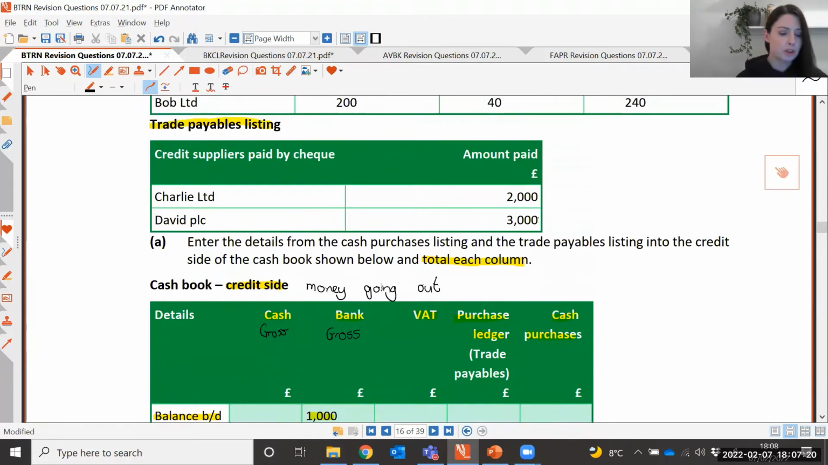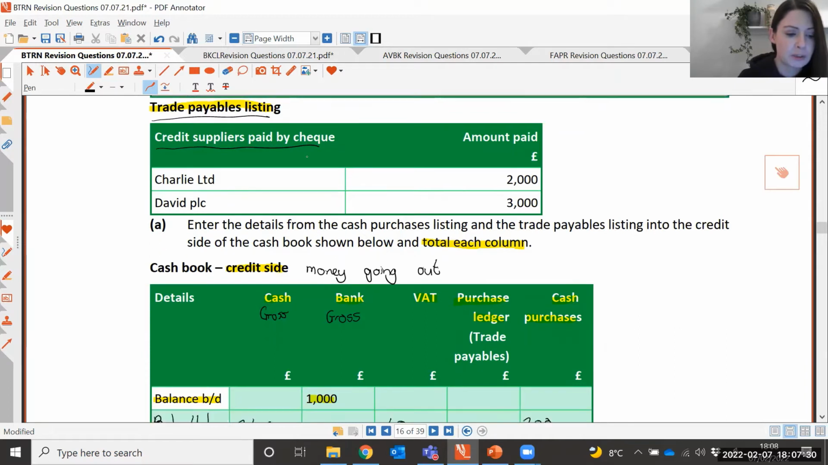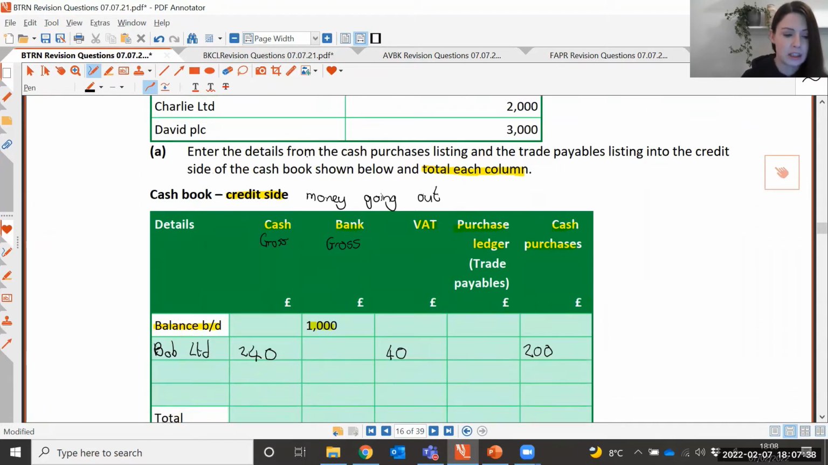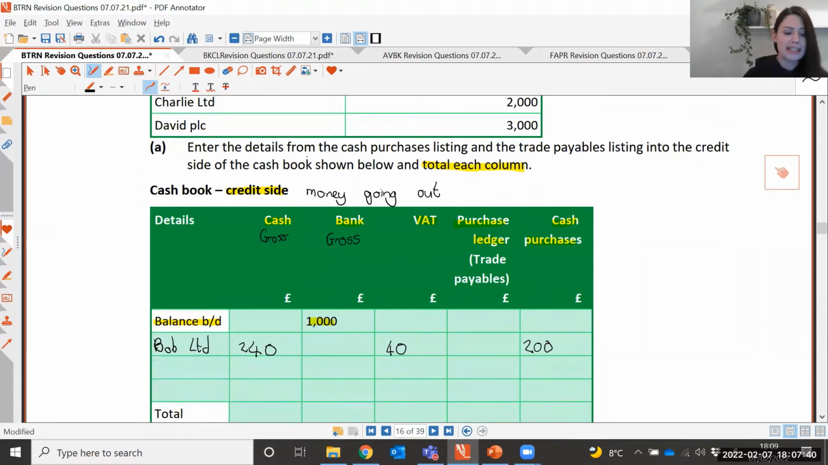Okay, so next we've got the trade payables listings. So these are our credit suppliers that have paid us by cheque. So first of all, we've got Charlie Limited. They paid us £2,000. Then we've got David PLC, paid us £3,000. So what will we enter next into our cash book?